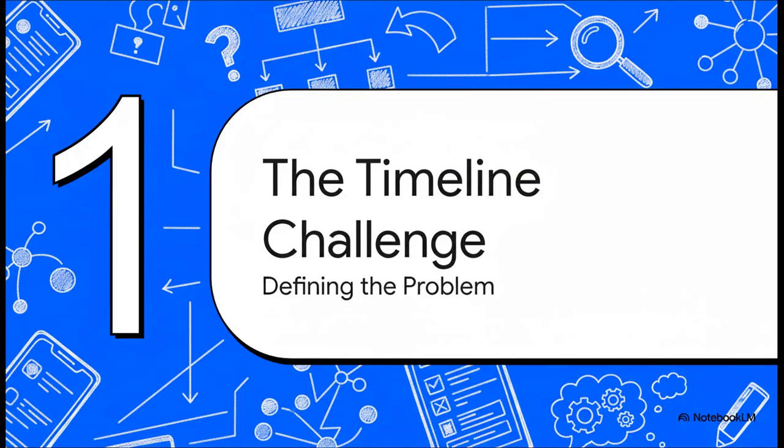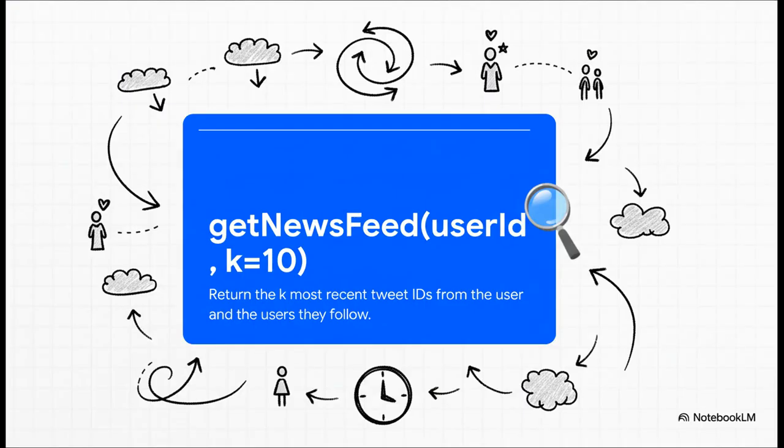All right, to solve this puzzle, we have to start thinking like a computer scientist. And that means we got to break this big problem down into its most basic parts. What are the absolute must-have tasks our system needs to be able to do? Really, it all boils down to this single, crucial function. You give it a user's ID, and it has to spit back the 10 most recent tweets from that user and everyone they follow. Everything has to be sorted perfectly by time. That's it. That's the core mission right there.